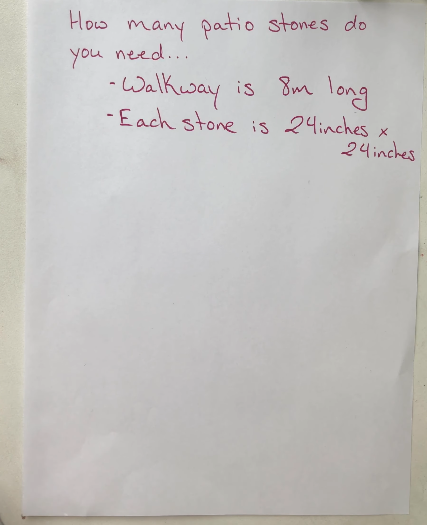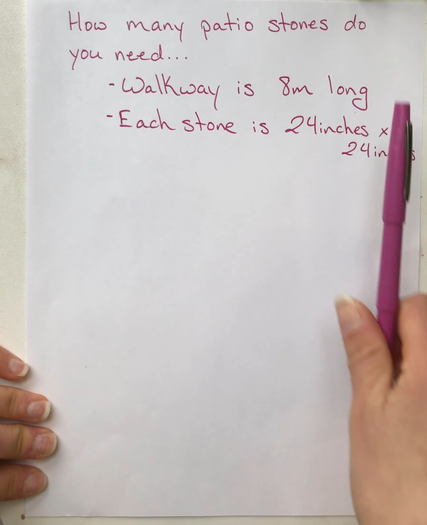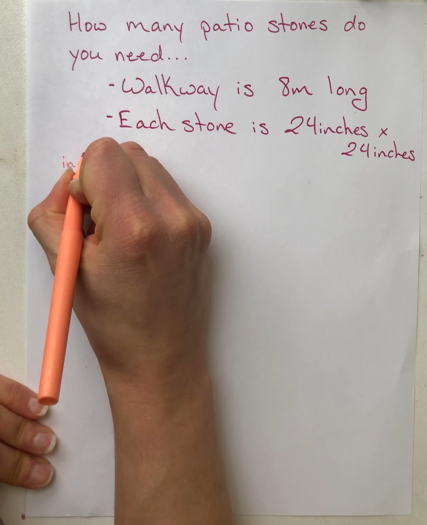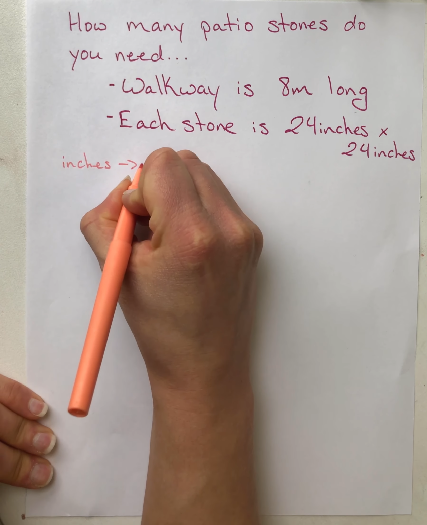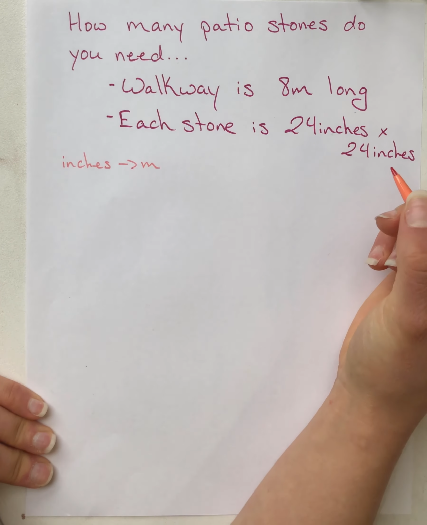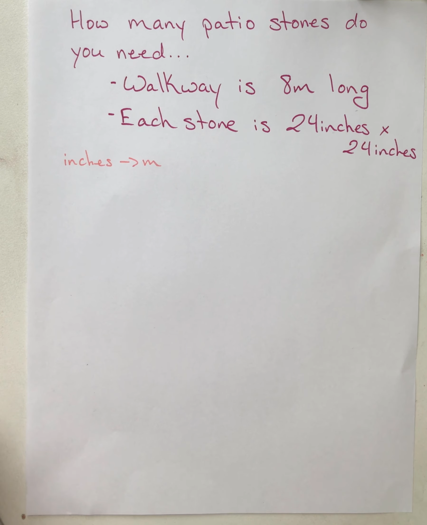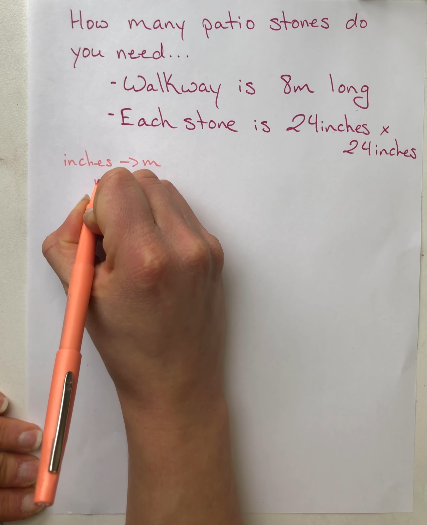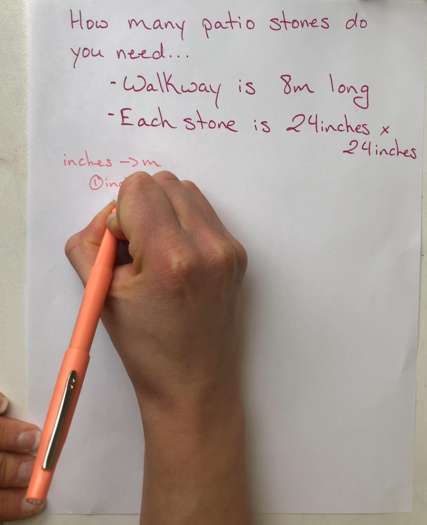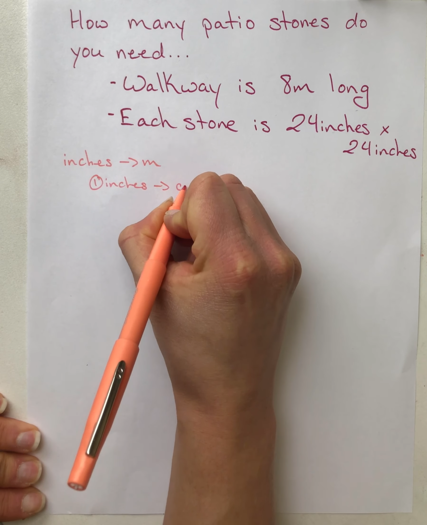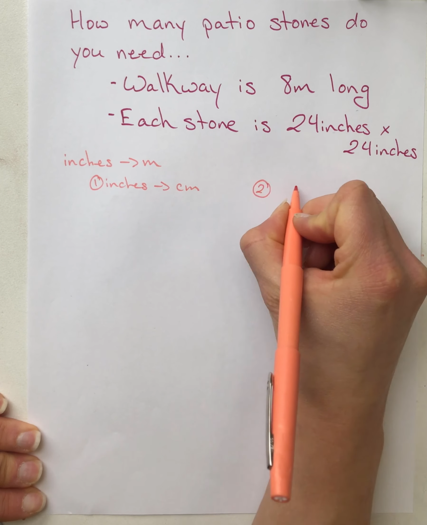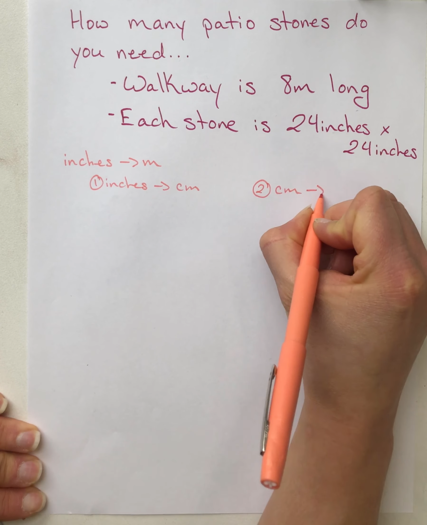So what I would recommend doing is writing it down. We can't go from inches right to meters. It just doesn't happen. Not on our conversion chart. So first things first, number 1, inches to centimeters. And then number 2 would be from centimeters to meters.